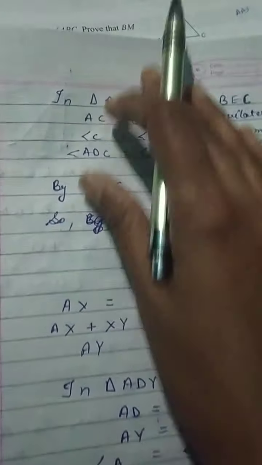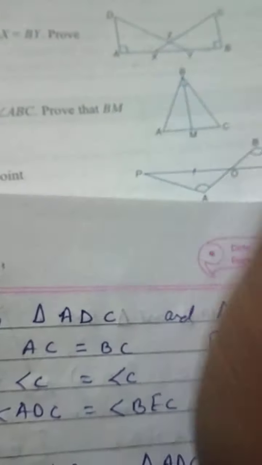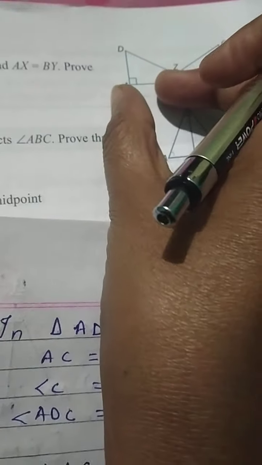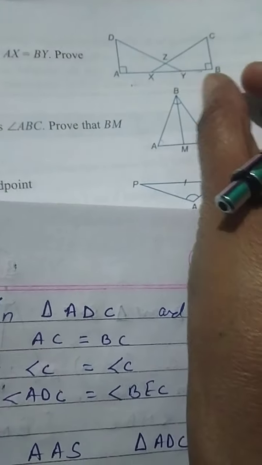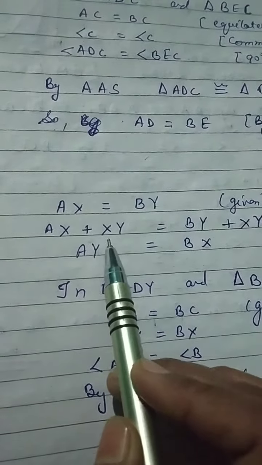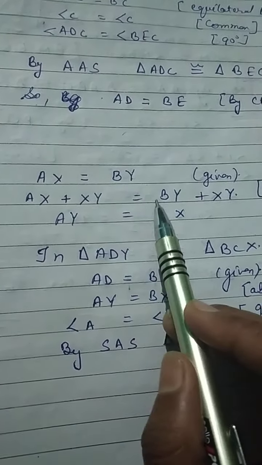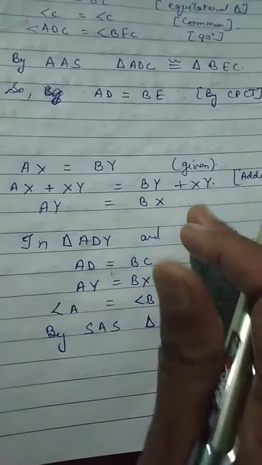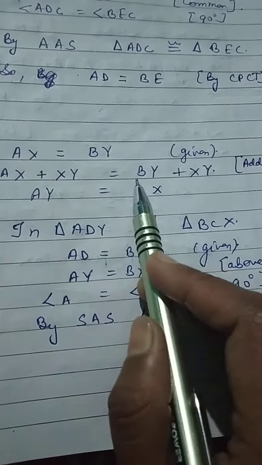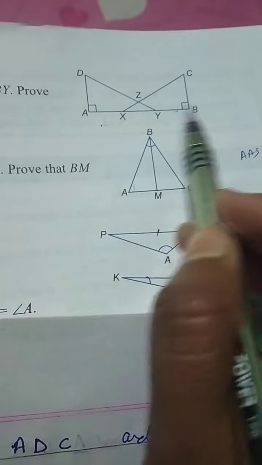In this, AX is equal to BY, it is given in the question. So you see, if we add XY to AX and XY to BY also, AX plus XY will be what? AY, and BY plus XY will be equal to BX. So we are going to add XY on both sides. AX is equal to BY, it is given. So AX plus XY is equal to BY plus XY. Adding XY on both sides. Now AX plus XY is equal to AY and BY plus XY is equal to BX. One side we have actually got: AY is equal to BX.